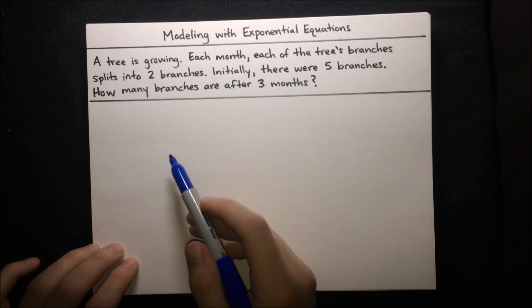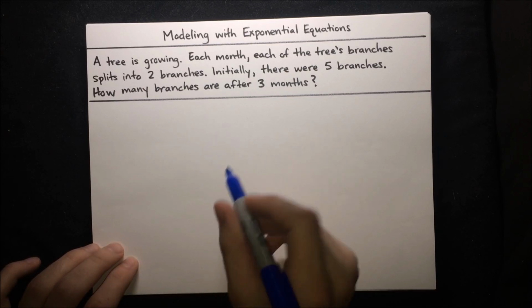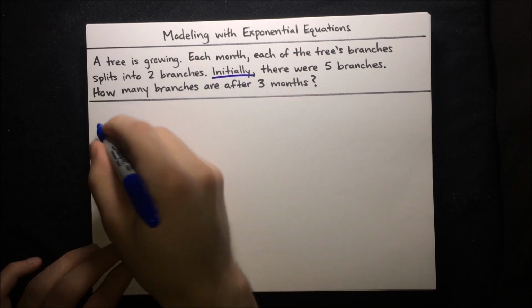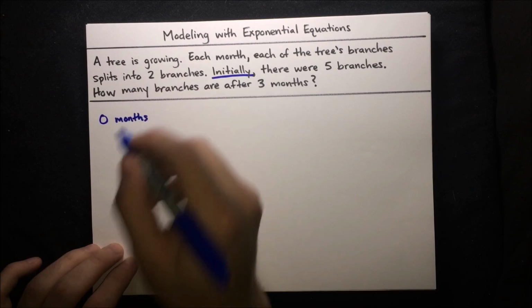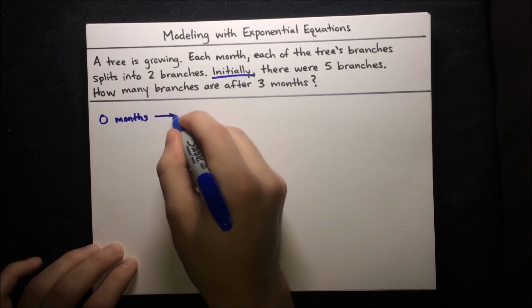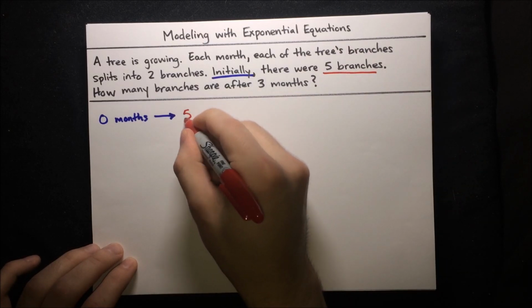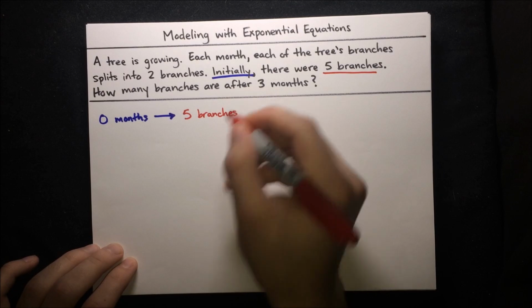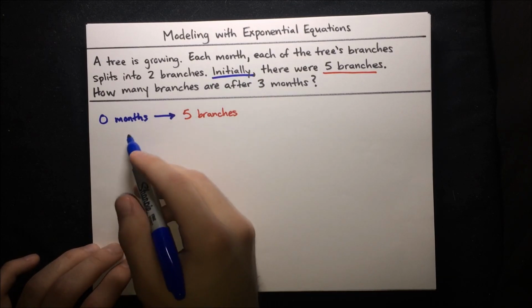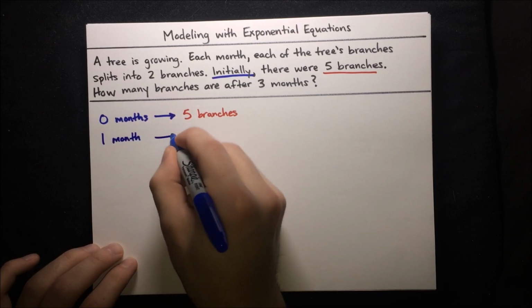Alright, so why don't we organize our work a little bit and write down how many months and how many branches. So initially, that's at 0 months because that's when we start. So 0 months. How many branches are there at 0 months? Well, there's just 5 branches. Okay, so how about the next month? After 1 month, how many branches are there?